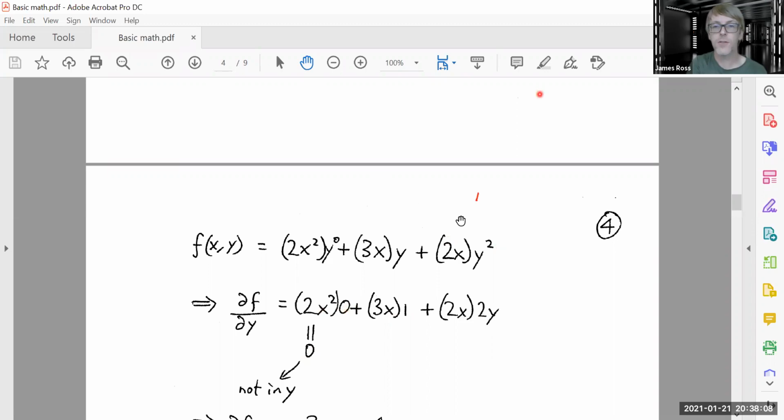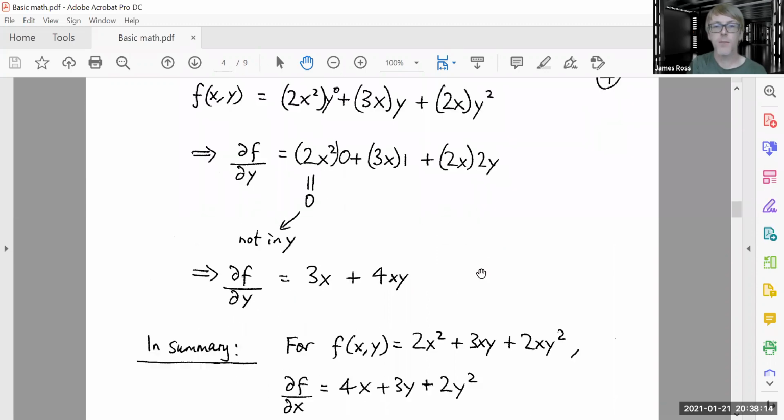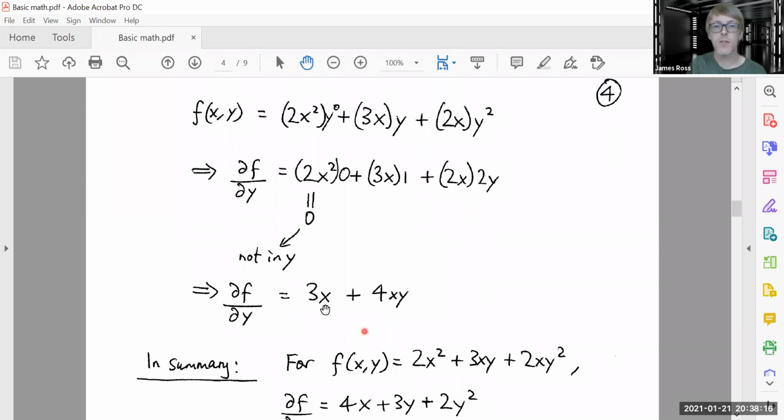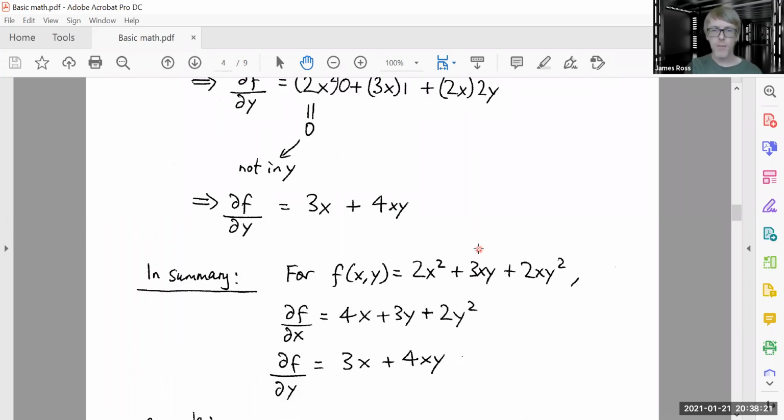And I'm left finally with, after a bit of scrolling, just these two last terms, 3x and 4xy. So in summary, for this function of x and y, which is equal to 2x squared plus 3xy plus 2xy squared, the partial derivative with respect to x is this. The partial derivative with respect to y is this.